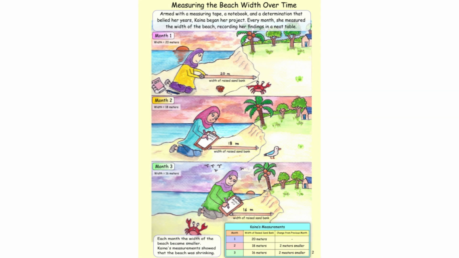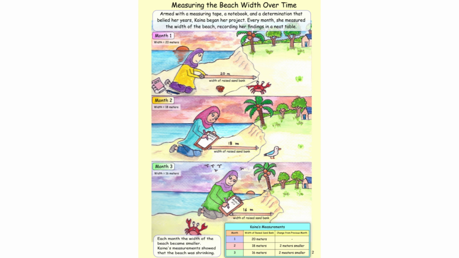Page 2. Page illustration description. The page is entitled Measuring the Beach Width Over Time. 3 illustrations show Kaina using a measuring tape to measure the width of the raised sandbank from the water's edge to the higher part of the beach during 3 successive months. In month 1, the width is 20 meters. In month 2, it is 18 meters. In month 3, it is 16 meters. The shoreline moves closer to the trees each month.